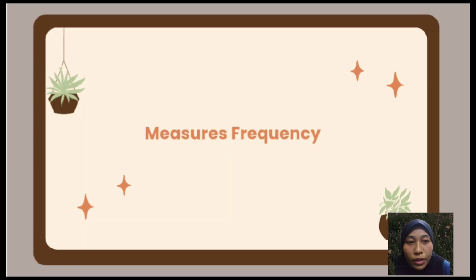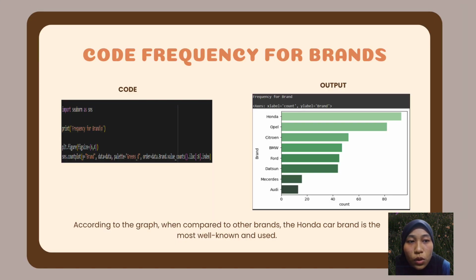Next, 3.1 Measure of frequency. We have four code frequencies. Firstly, code frequency for brand. This is the code to show the brand graph, and the output shows the graph. From that graph we can see the Honda car brand is the highest among all brands, and the least is the Audi car brand.